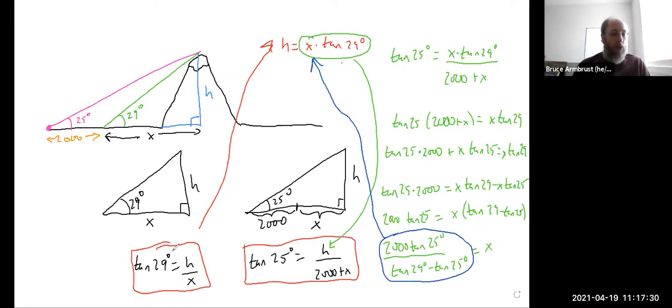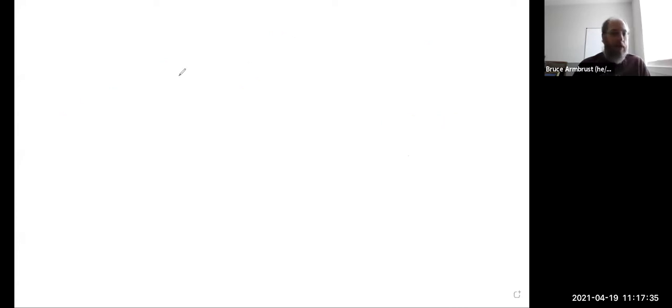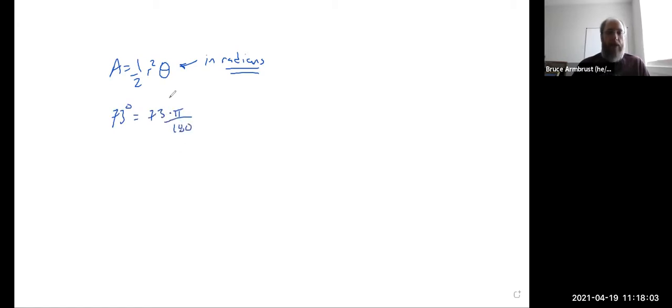Number 2, the one where I asked you to find the area of the sector. The area is 1/2 r squared theta, but it's super important that this be in radians. The angle I gave you was in degrees, so what you need to do is convert that to radians first. We had 73 degrees. Well, that's going to be 73 times pi over 180 radians.